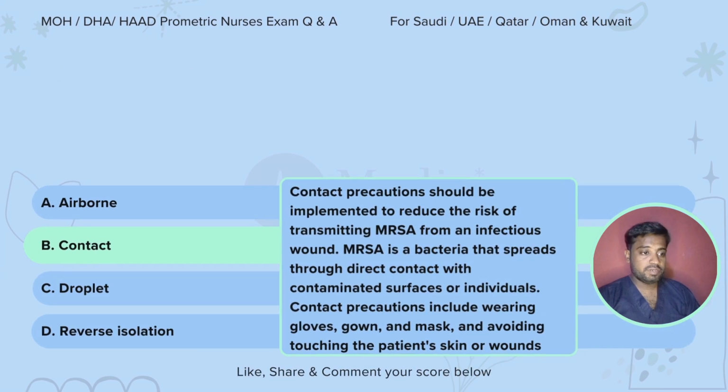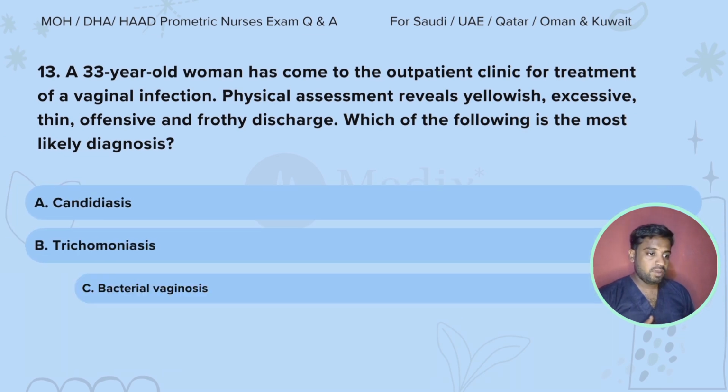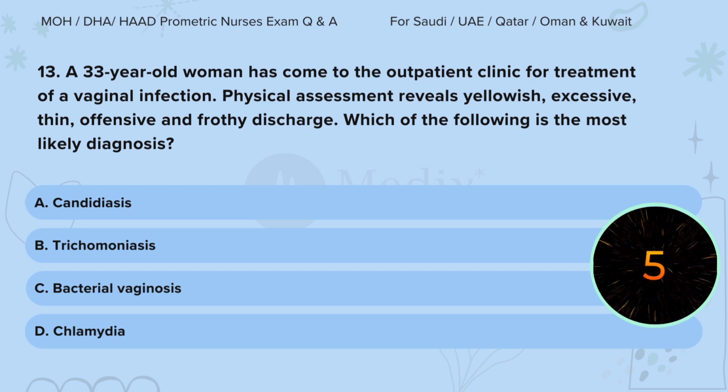Let's begin the question number 13. A 33-year-old woman has come to the outpatient clinic for the treatment of vaginal infection. Physical assessment reveals yellowish, excessive, thin, offensive, and frothy discharge. Which of the following is the most likely diagnosis? A. Candidiasis. B. Trichomoniasis. C. Bacterial vaginosis. D. Chlamydia.